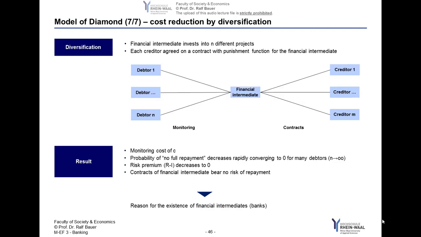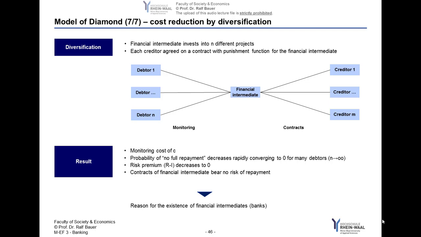This slide summarizes everything which was said before. So here is the argument of diversification. Our financial intermediary, the bank, does not only have one debtor, it has several debtors. So the bank invests into a loan portfolio of 100,000, 1 million loans. As we have the punishment function in the model, or also as a substitute the monitoring costs, we can ensure that our debtors will tell the truth.